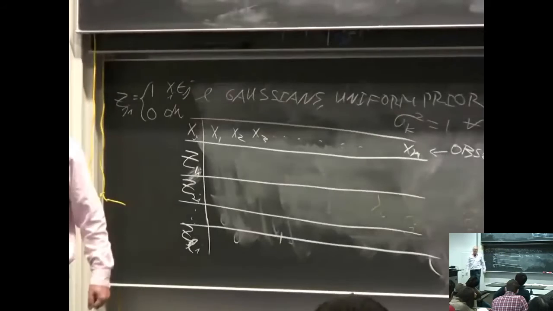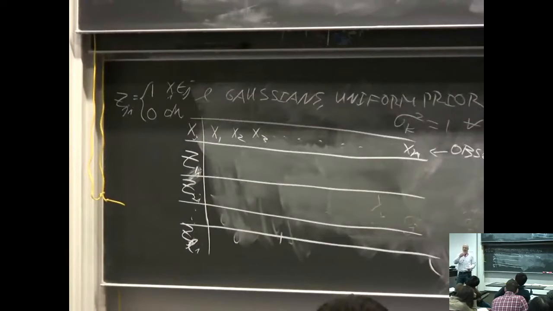How many Z variables are there? As many as there are Gaussians times the number of points, L times n. Each one of them is a single, simple binary random variable, 0 or 1.